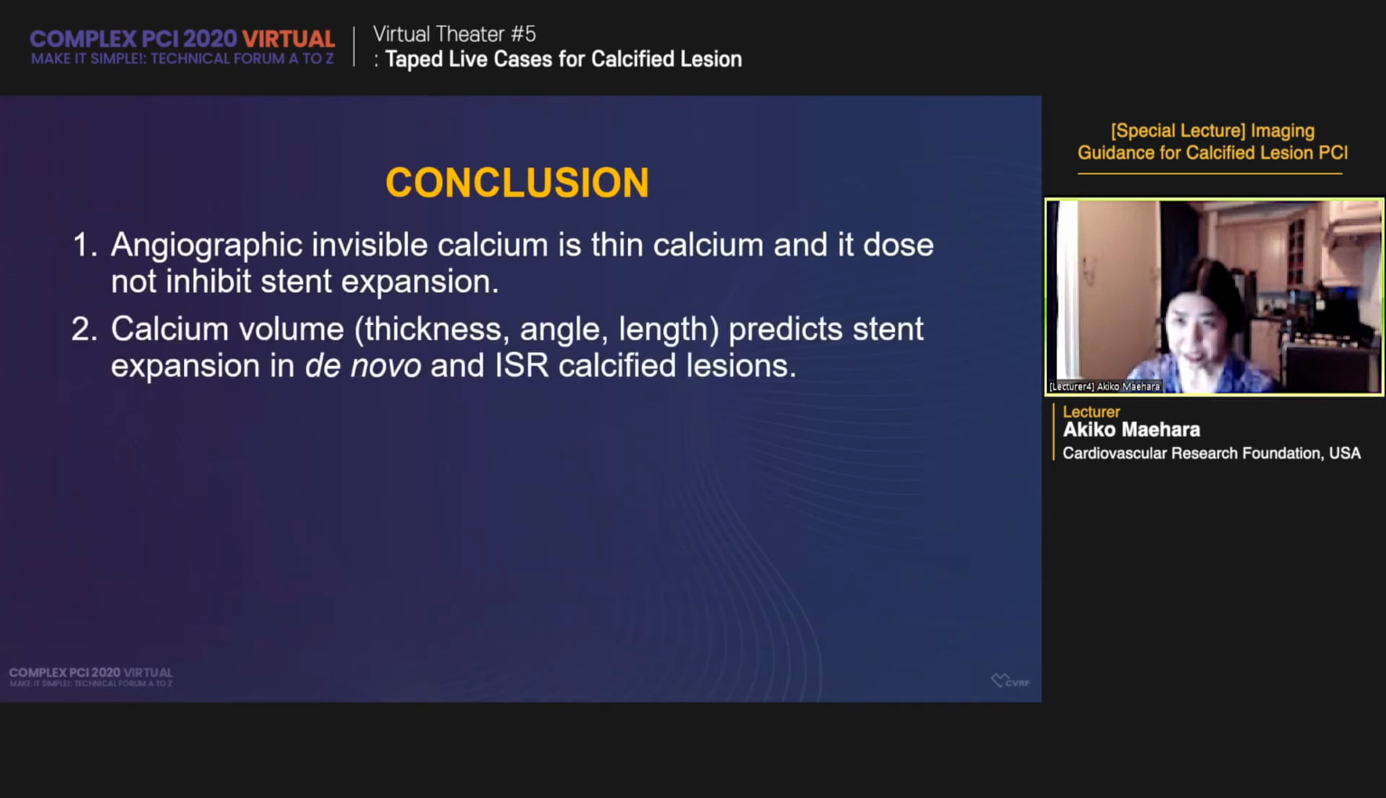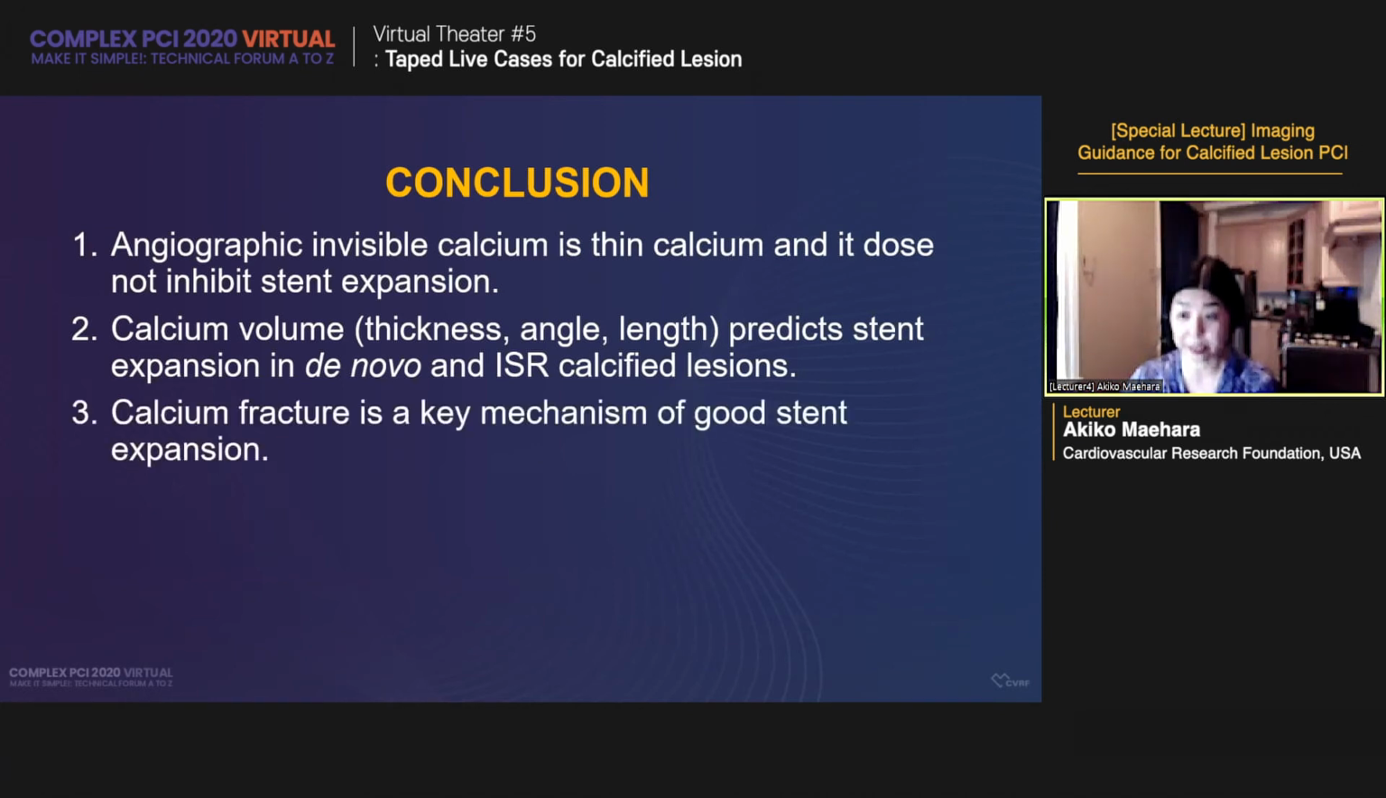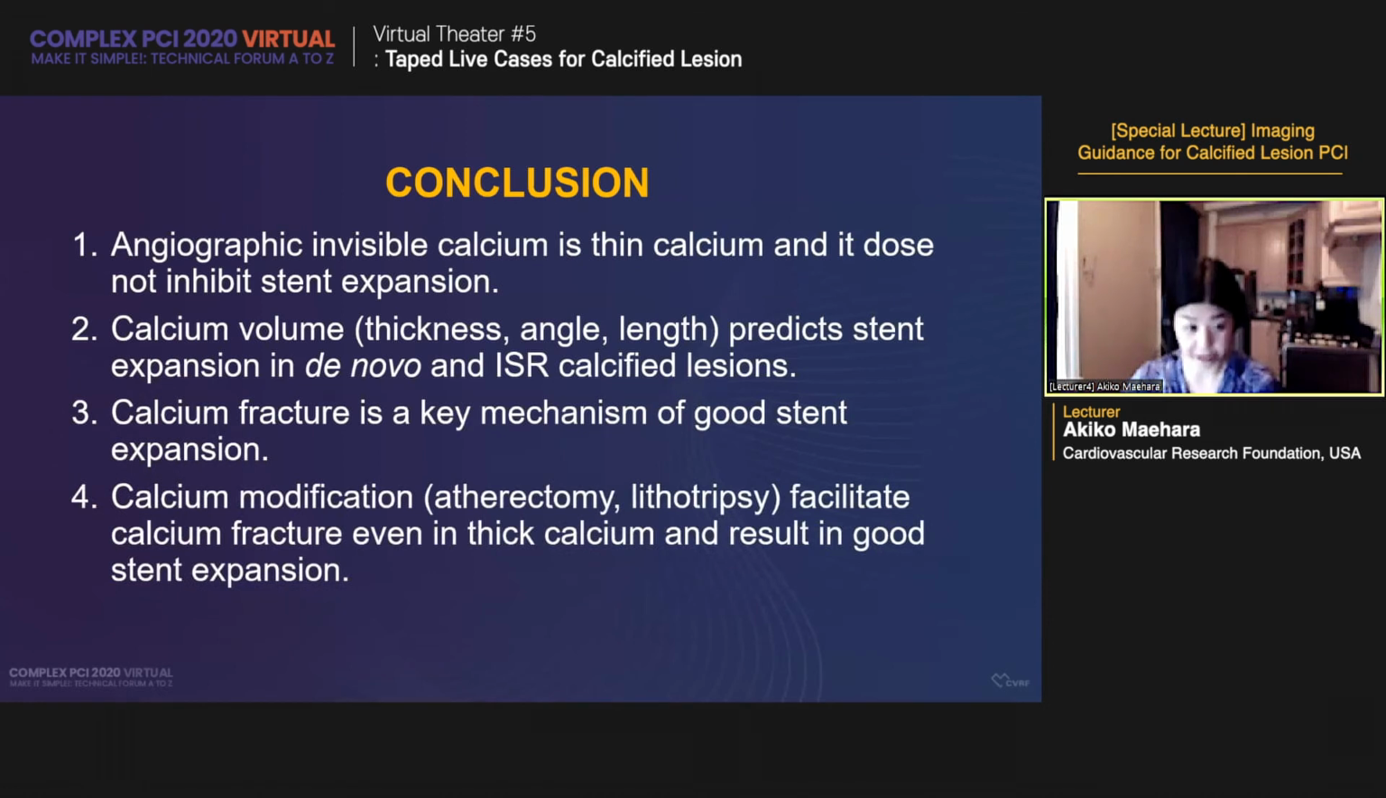We have to think about how to make the imaging guidance. We have to consider the total calcium volume, not just one slice having the circumferential. You have to see the thickness, angle, and length. And all together, that predicts stent expansion, even in the de novo in-stent calcified lesion. And the mechanism of good stent expansion in severe calcium is really to facilitate calcium fracture. So that's the key of the expectation.